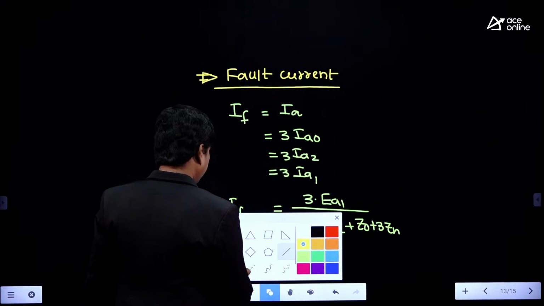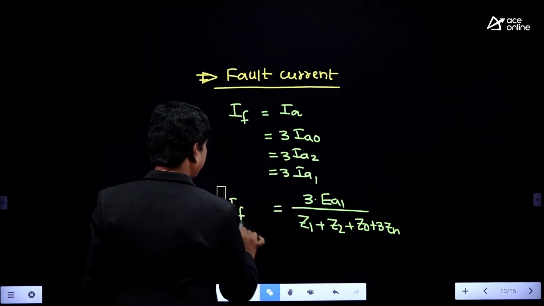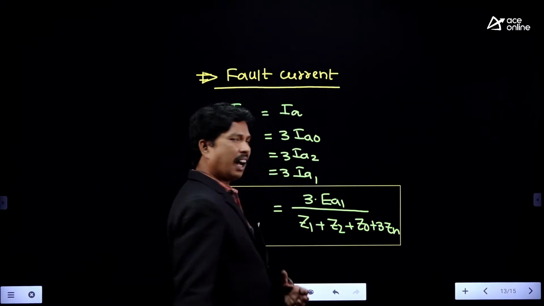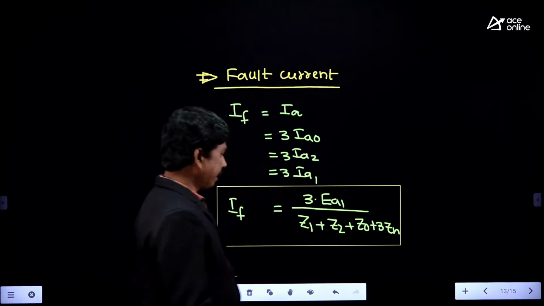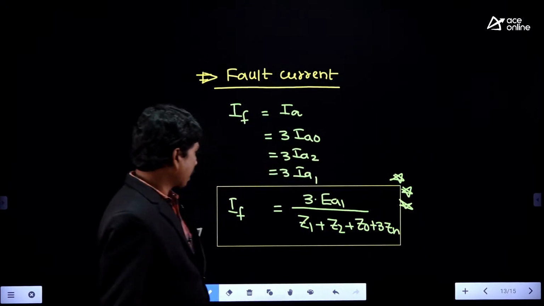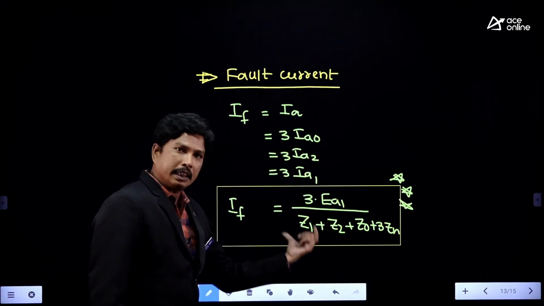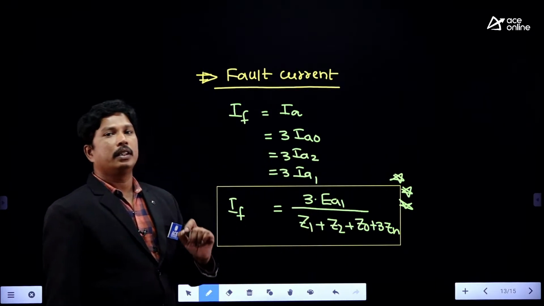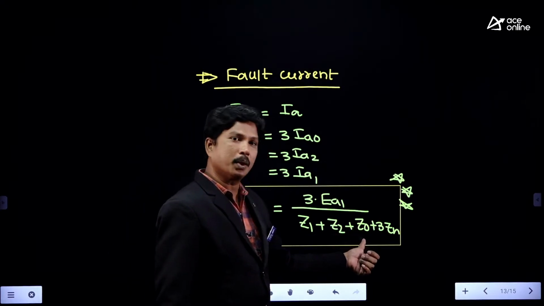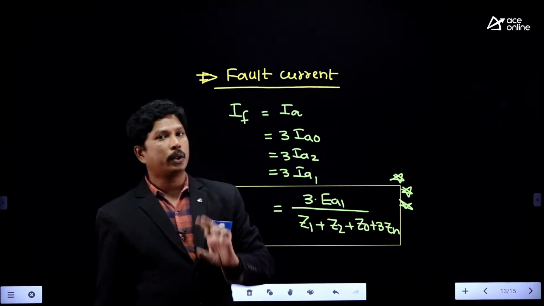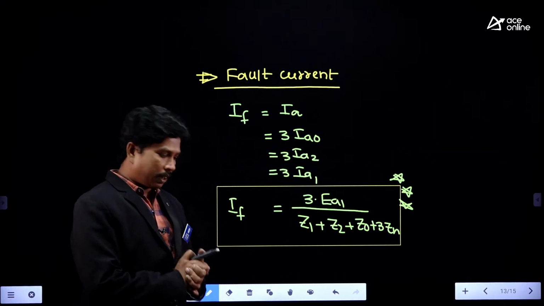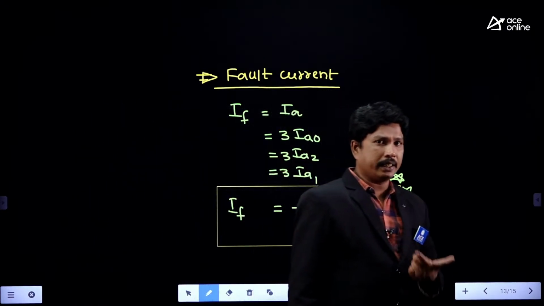So try to remember all these values. This is one of the most important formulas, students. Every year in almost all the exams we have this question, so we need to remember this formula: 3 times EA1 divided by Z1 plus Z2 plus Z0 plus 3 times Zn. Z1 is the positive sequence impedance, Z2 is the negative sequence impedance, Z0 is the zero sequence impedance, and Zn is the neutral impedance of the alternator. Clear? Once we got all these things, what did we get? Voltage conditions, current conditions, impedance conditions.